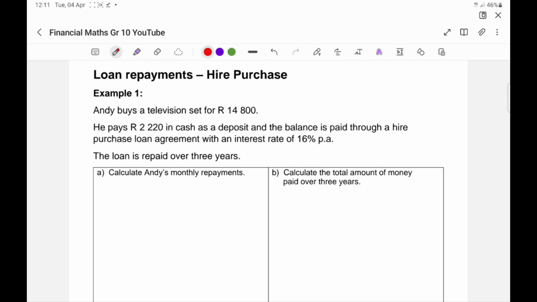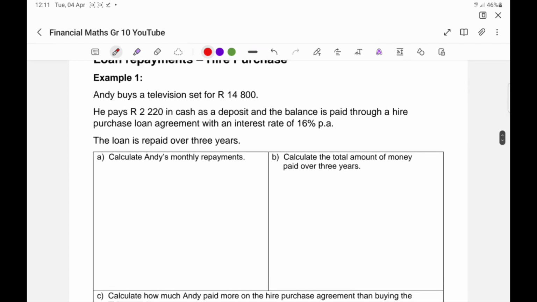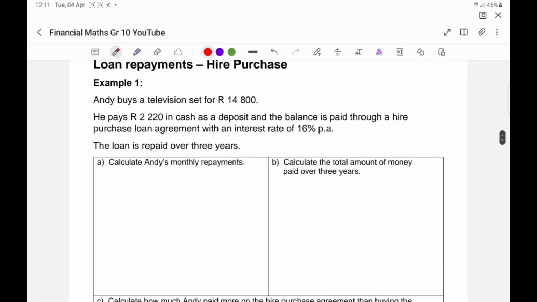All right, so let's look at the loan repayments. Okay, so this is your hire purchase agreement. So remember, we did one at the beginning, but it had no deposit. So over here, it has a deposit now. So Andy buys a television set for 14,800. He pays 2,200 Rand in cash as a deposit, and the balance is paid through a hire purchase loan agreement with an interest rate of 16%. The loan is repaid over 3 years.